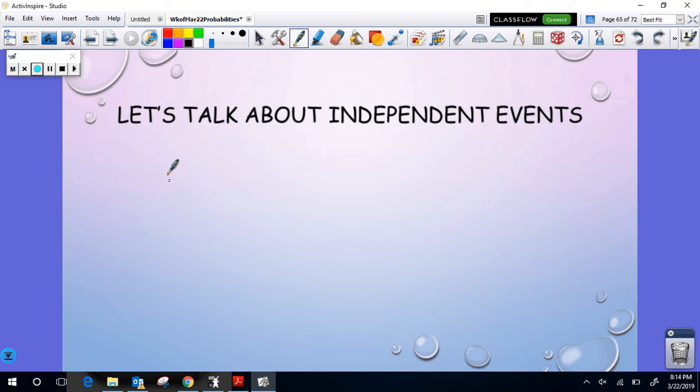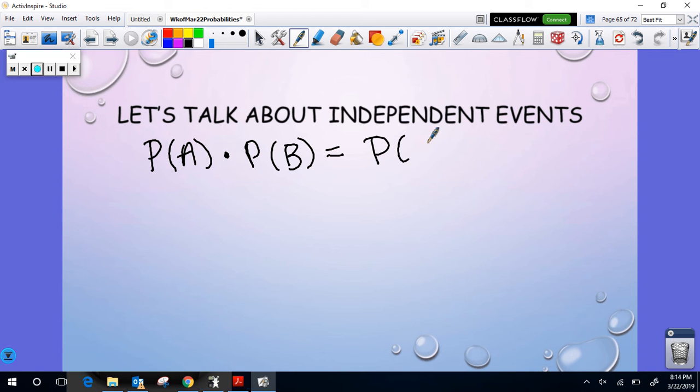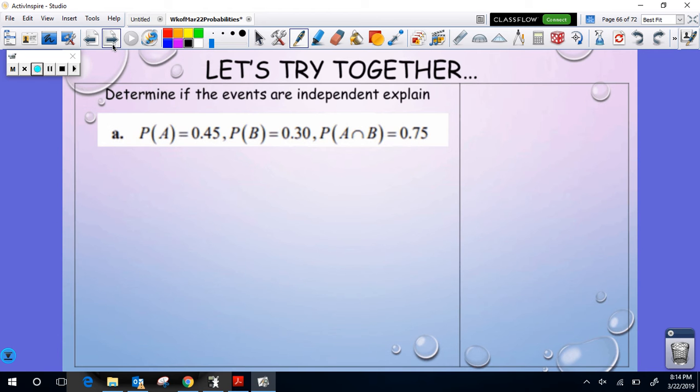So if two events are independent, then the probability of the first event times the probability of the second event should equal the probability of the first event and the second event happening. That's a true statement. If this statement is not true, then those events are not independent. They are actually dependent upon each other. So let's test this theory out and see.